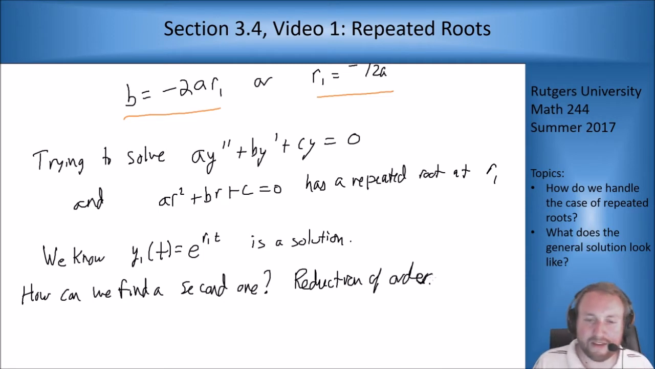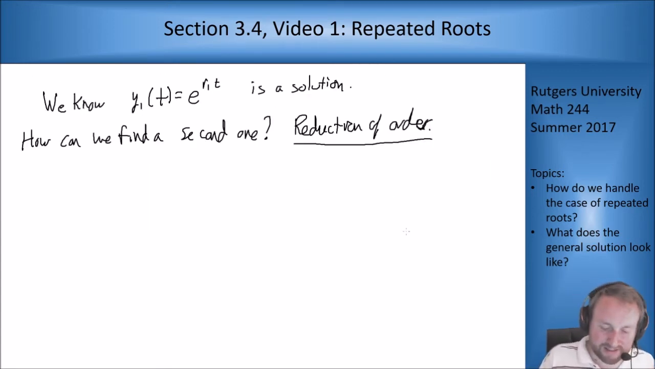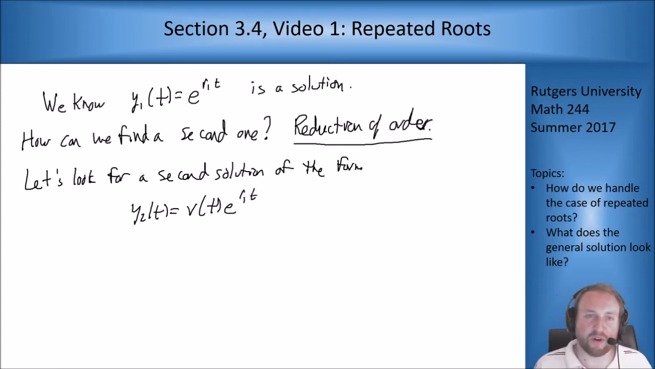We'll do the method here for this particular case, and in the next video I'll talk about why this is called reduction of order and how it works in general. So the idea is, let's look for a second solution of the form y2 of t equals some function v of t times e to the r1t. We're taking the solution we already know, e to the r1t, and multiplying it by some function of t instead of a constant, to see what this v of t should be to get our second solution.